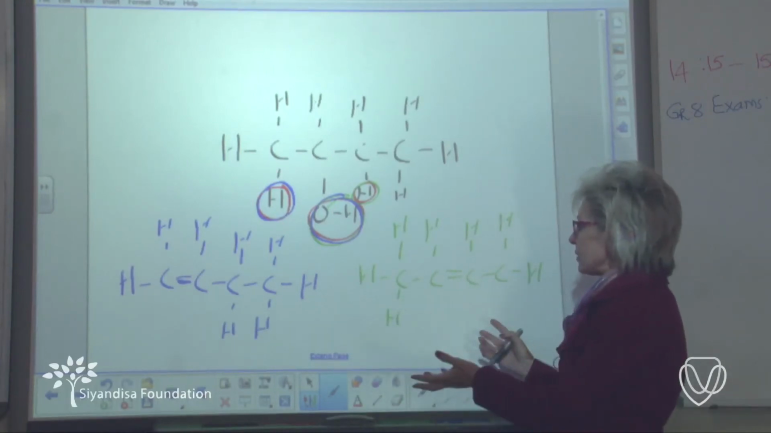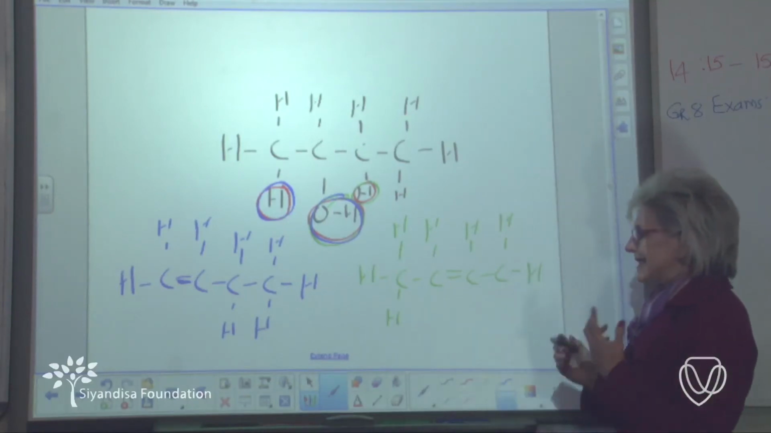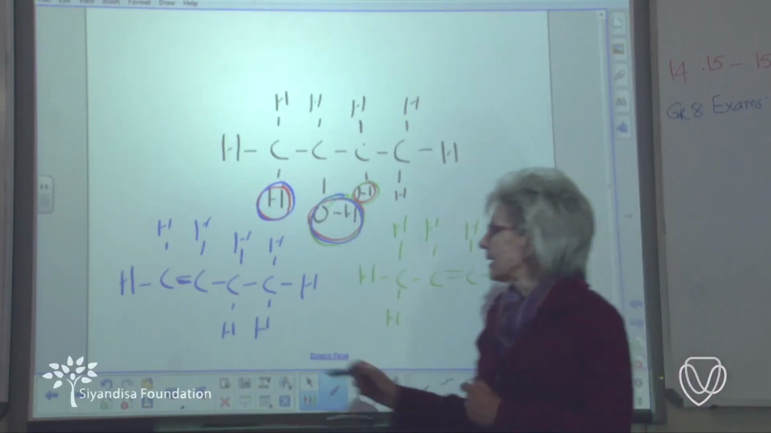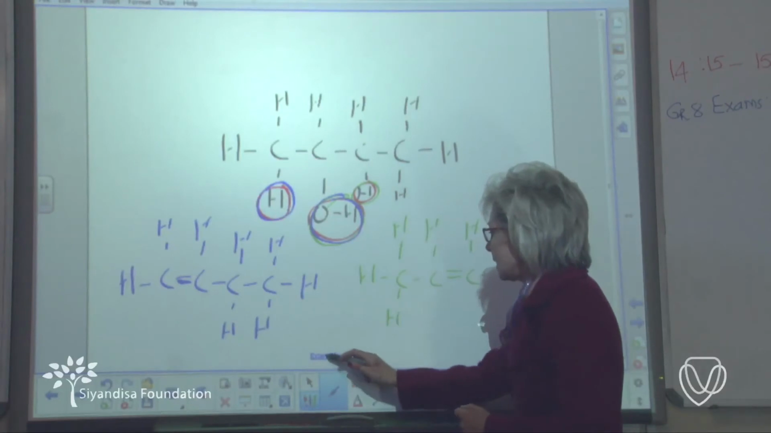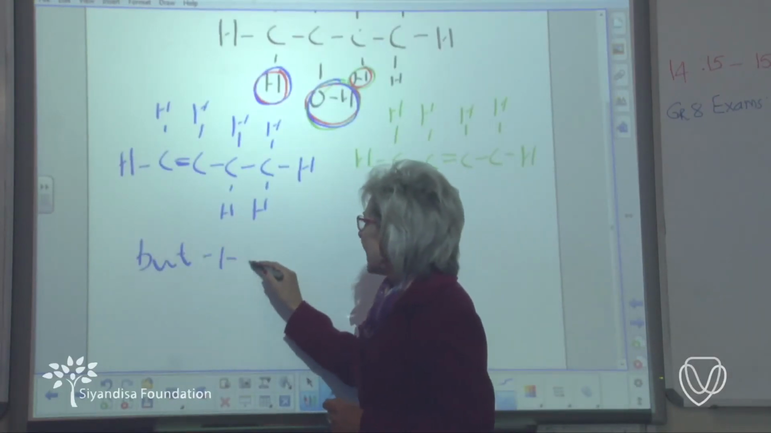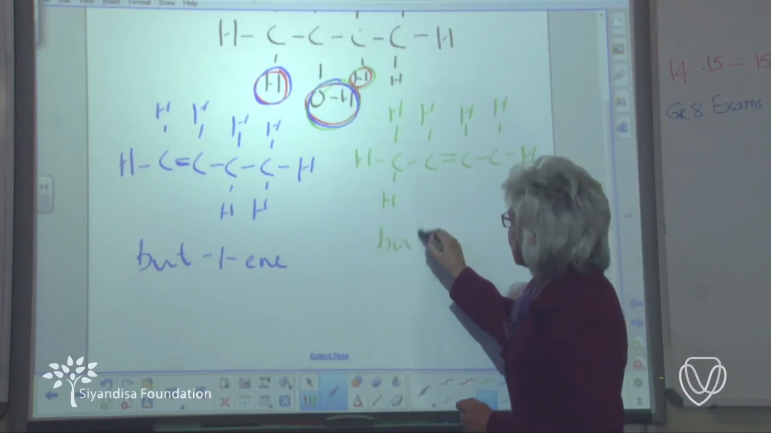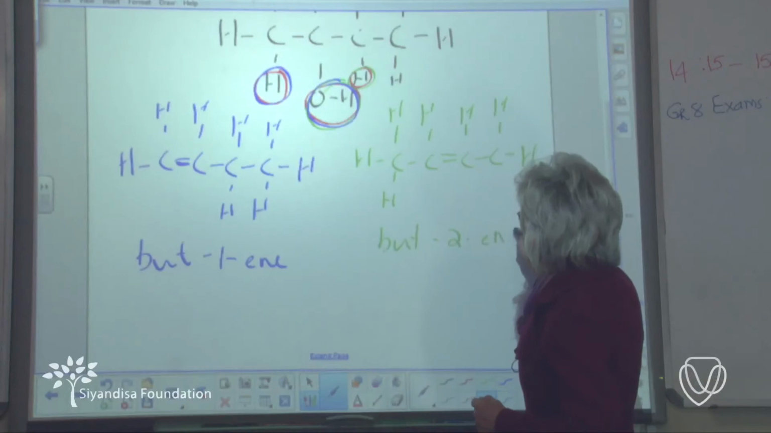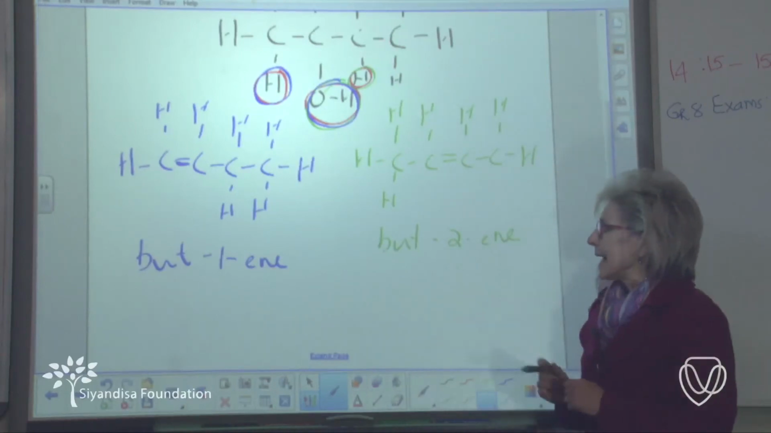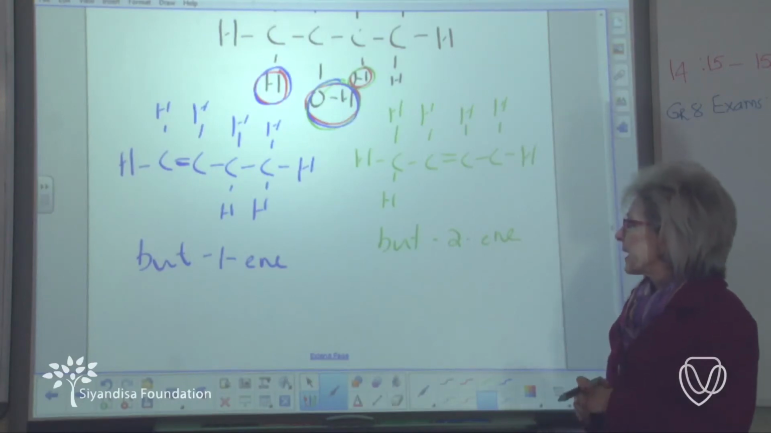And they will have two different names, of course. Both of them would be butene, but I have to specify where the double bond is. So in this one, it would be but-1-ene, and this green one would be but-2-ene. And one of them is a major product, and the other one is a minor or secondary product.